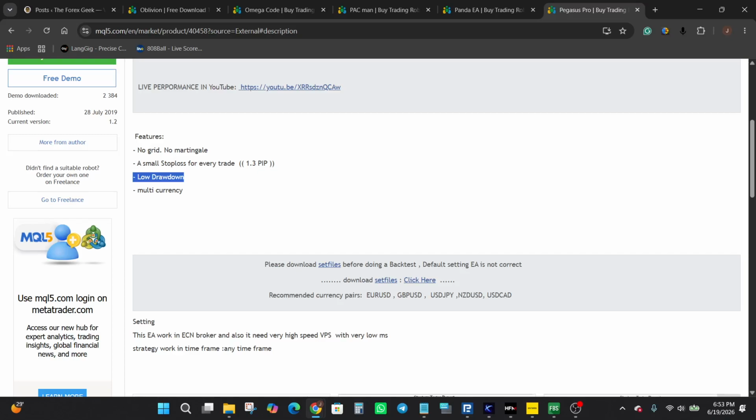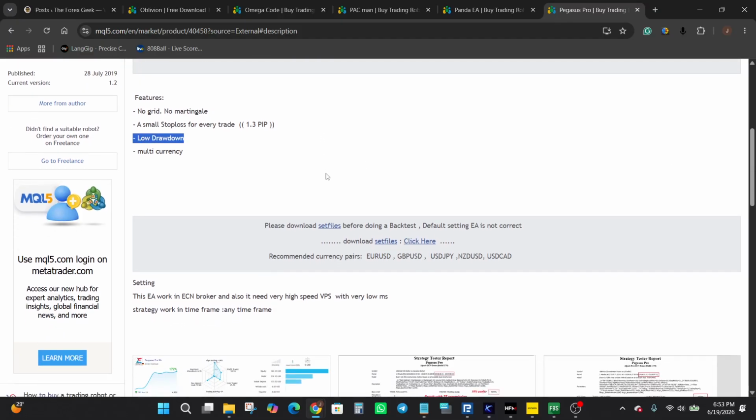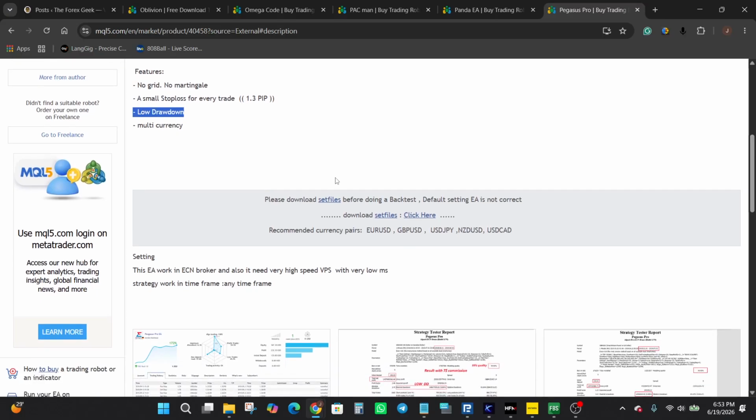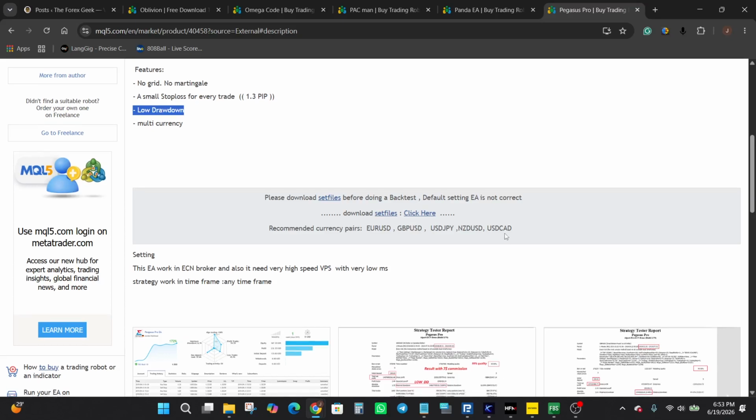But before moving into backtesting, it is worth noting that the developer recommends downloading the provided set files before conducting any tests, stating that the default settings are not intended to be used for backtesting. Recommended currency pairs include Euro USD, GBP USD, USD JPY, NZD USD, and USD CAD. The description also indicates that the EA can operate on any time frame.